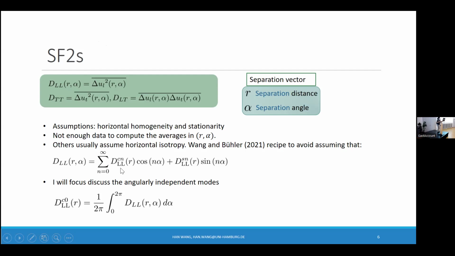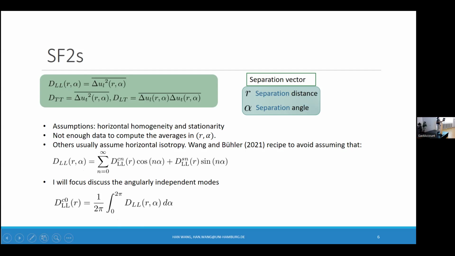You may only have enough data to evaluate the ones at the first ends, so only the first angular modes. And so in this talk, I will focus on discussing the angularly independent modes, which means I'm only looking at the first term in this expansion. So this is related to two-dimensional structure functions through a simple angular average.